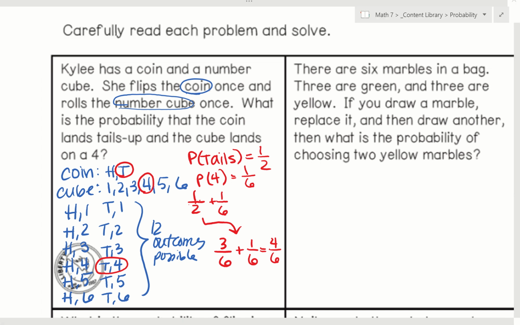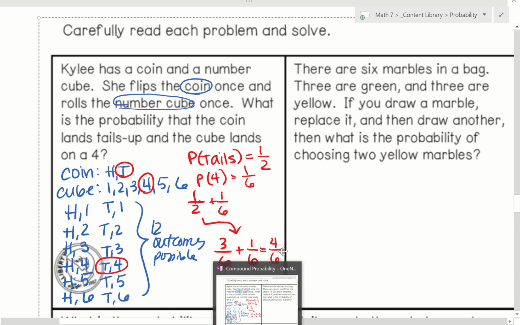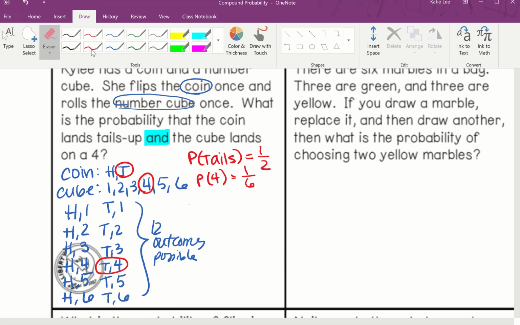Well, wait a second. That doesn't match what we said. It should be 1/12. What did we do wrong? And if we look over here, we should read that we added, but this question says and. So we have to be really, really careful. So instead of adding, we should have multiplied.